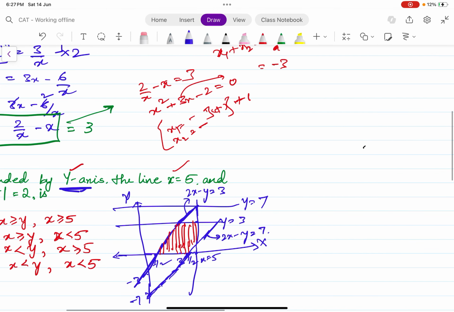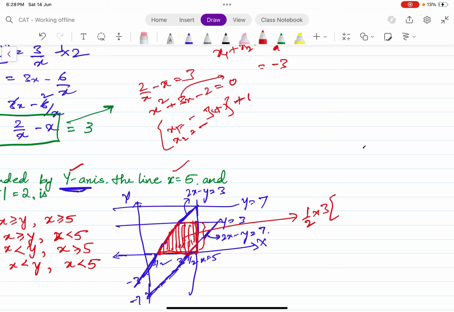Now if you see how we calculate the area of this particular red region, it's quite simple. We take the area of the entire trapezium and then subtract from it this triangle. That works, right? So what is the area of the trapezium? Half into height is how much? This is 0 and this is 3, so this is the height.